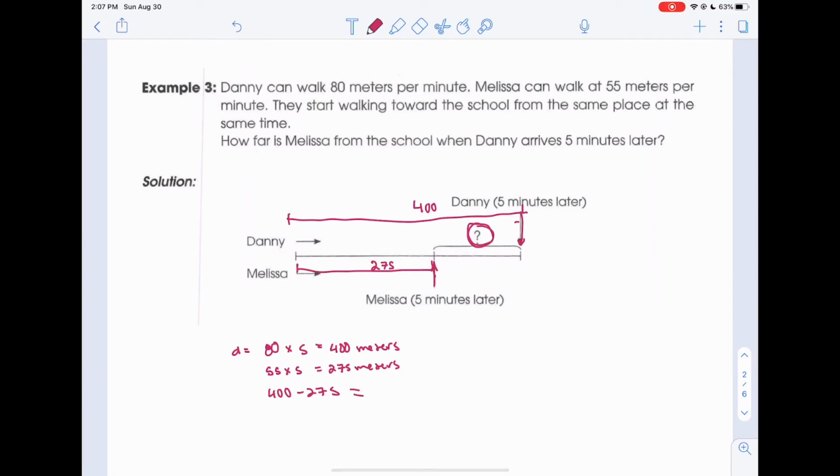So what we get, 135, 35, sorry. And that is how many meters we get, 125 meters. So Melissa is 125 meters away from school when Danny arrives 5 minutes later.